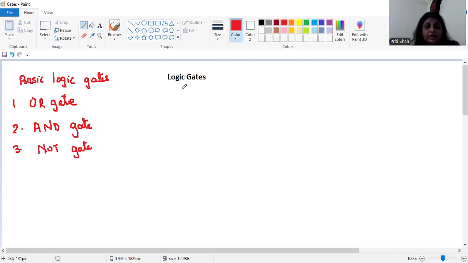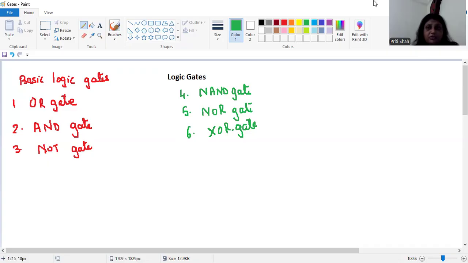Okay. There are three other gates which are derived from these gates. Means using the combination of these three gates, there will be some other gates which will be formed. Those gates are the fourth gate, which we can talk about, is the NAND gate. There is a NOR gate. And there is an XOR gate. Okay. So let's get started first with the OR gate.